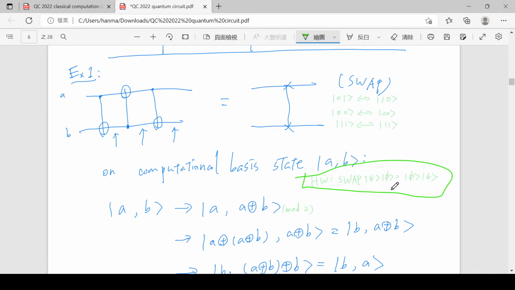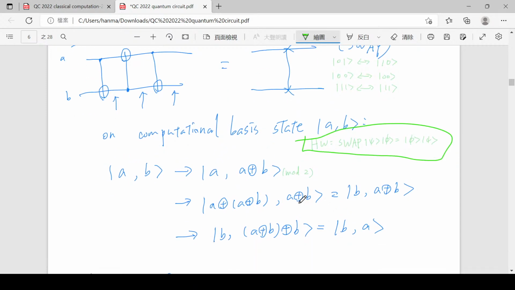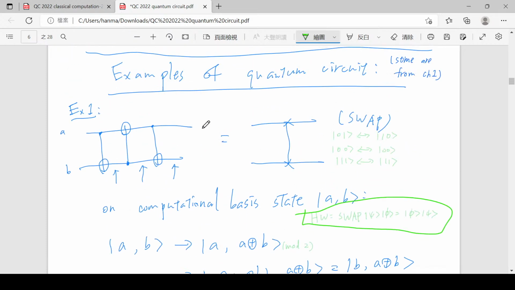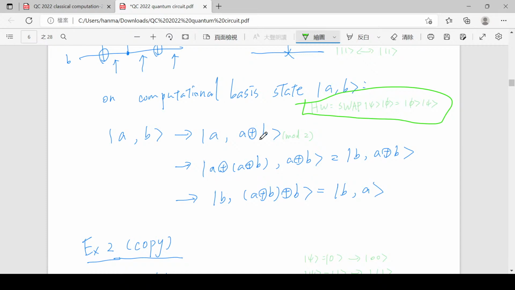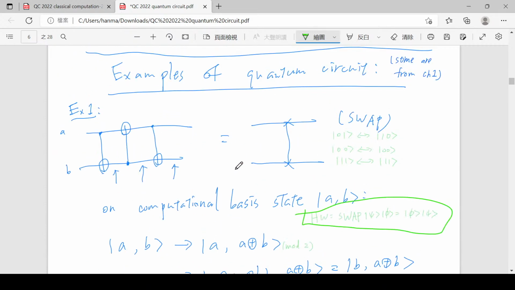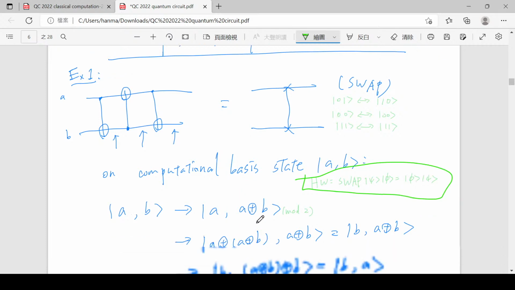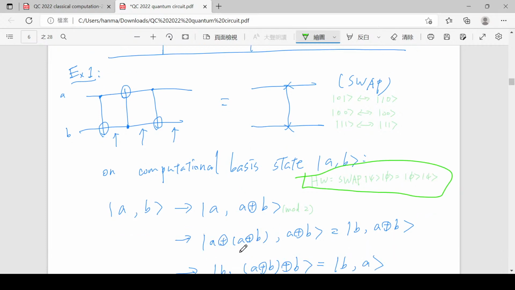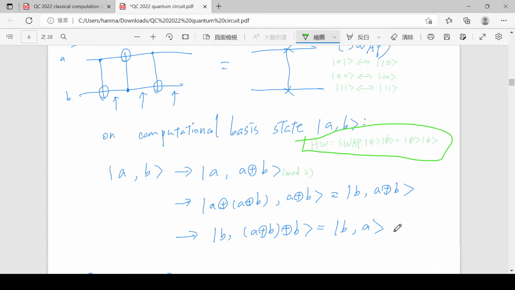Question about this actually very classical computation, the swap gate. Mod 2, right? Yeah, A plus A mod 2. So everything is mod 2 here. Everything is basically addition and it's mod 2. So A plus A mod 2 is equal to 2A mod 2, and 2 equals 0 mod 2.